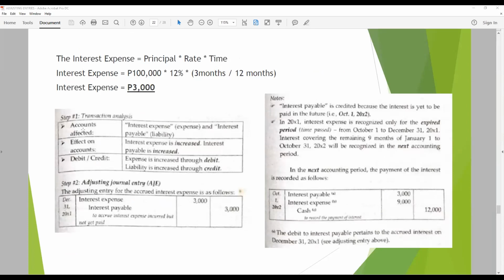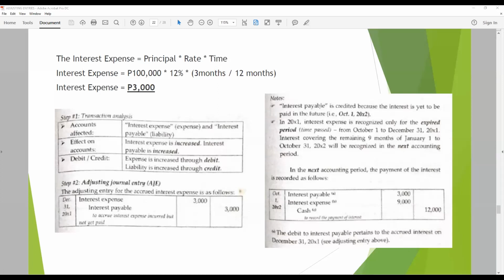So, transaction analysis, accounts affected, interest expense and interest payable. Expense account and liability account. Interest expense is increased, interest payable is increased. Expense is increased through debit, liability is increased through credit. So your adjusting journal entry to accrue the interest expense is debit interest expense for 3,000, credit interest payable 3,000. Payable pa lang kasi next year nyo pa naman babayaran on October.